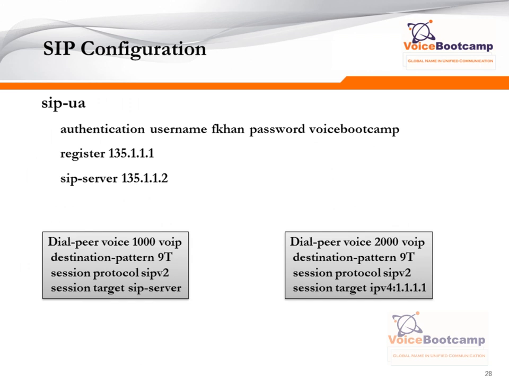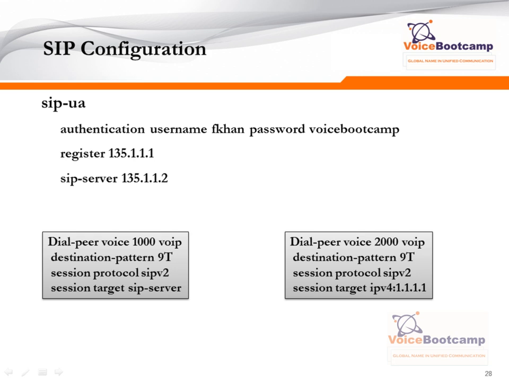Configuring SIP is quite straightforward. If you are going to register a Cisco router to a SIP server, you will go to sip-ua, then define the authentication string that is provided to you by the service provider, and the registration IP address, as well as the SIP server IP address.